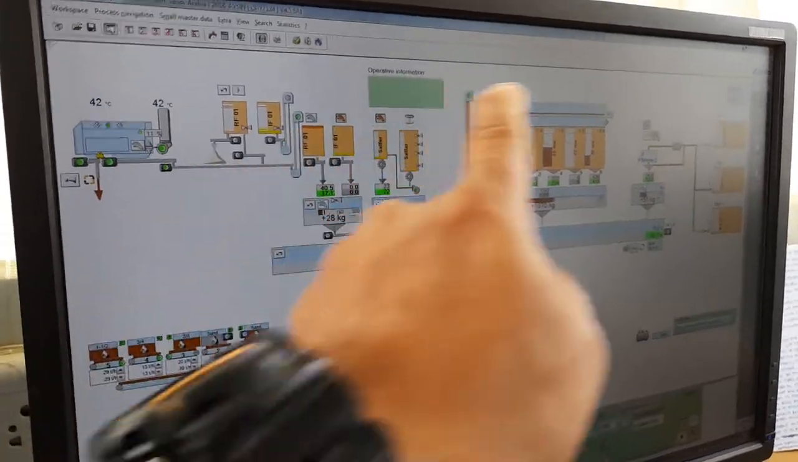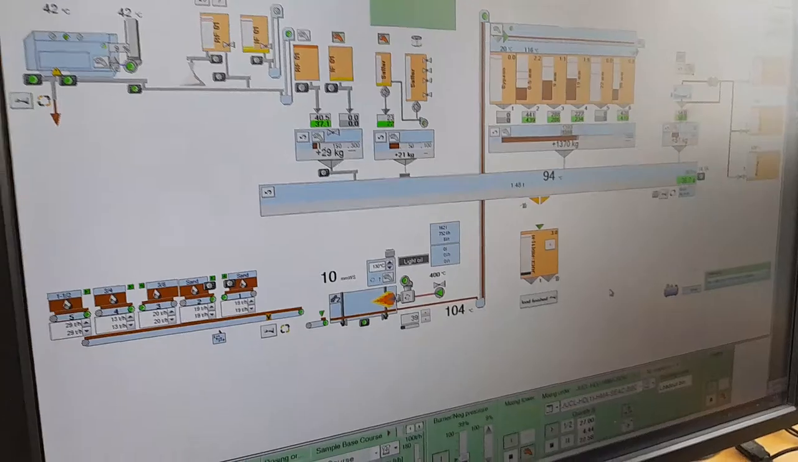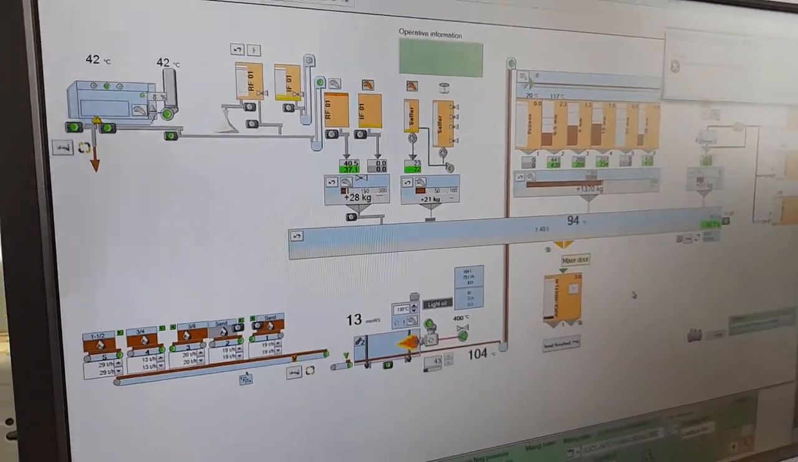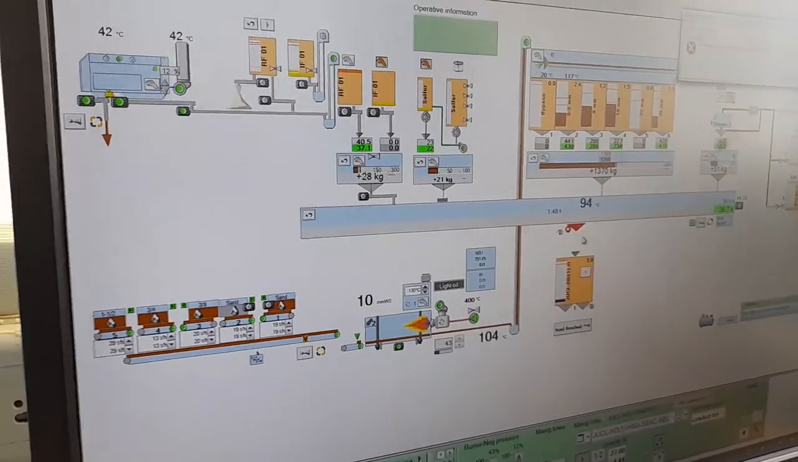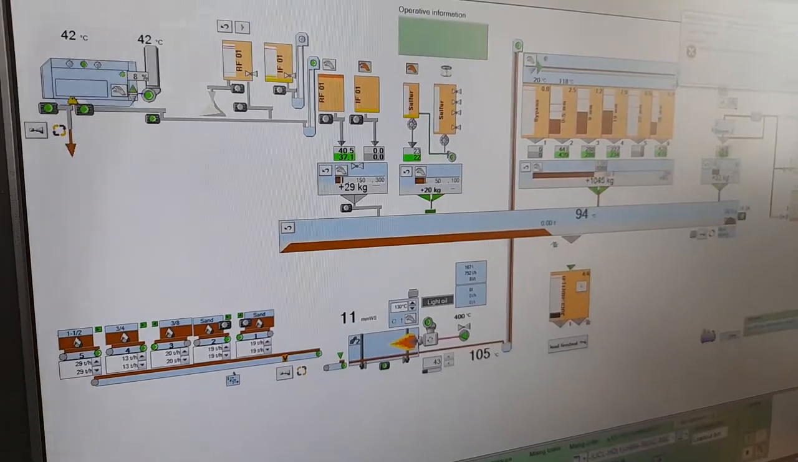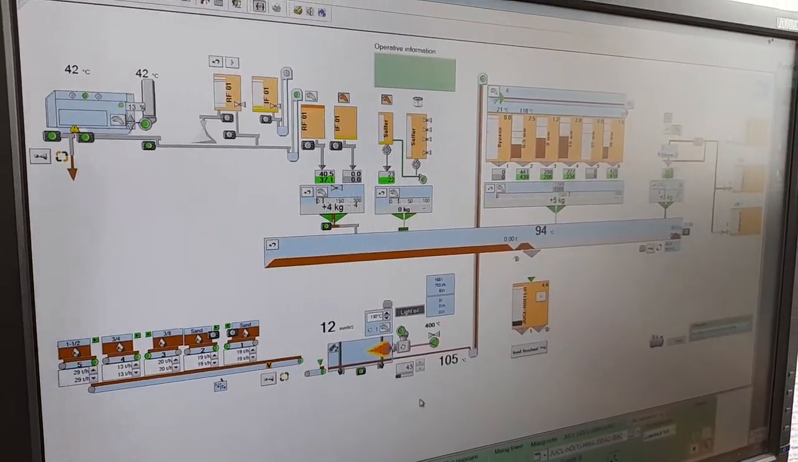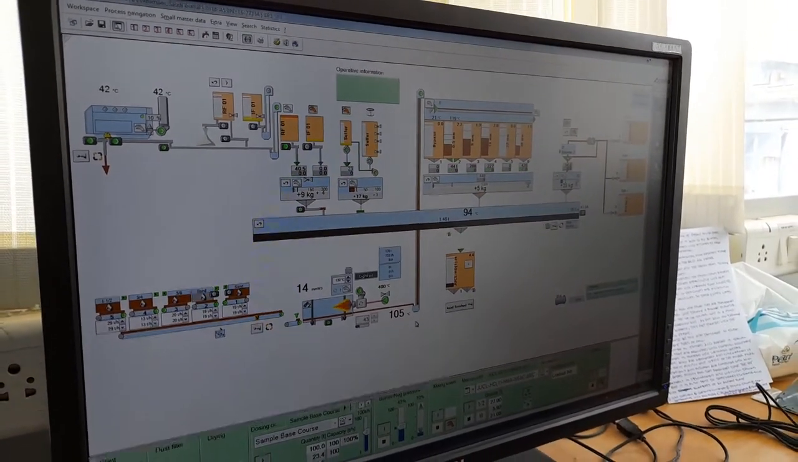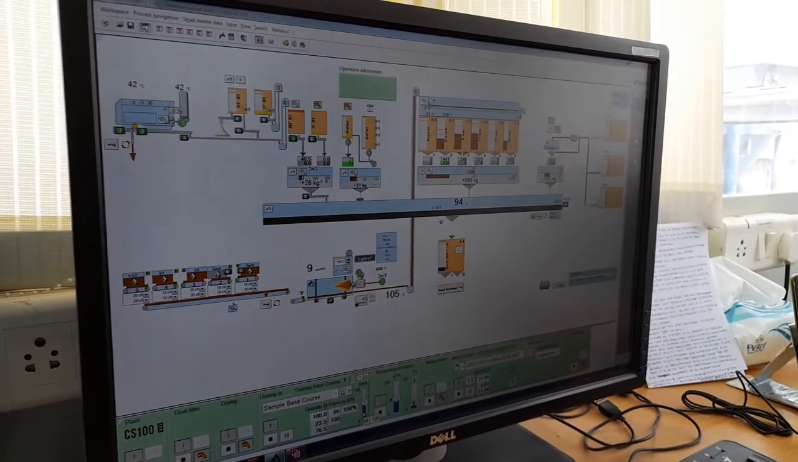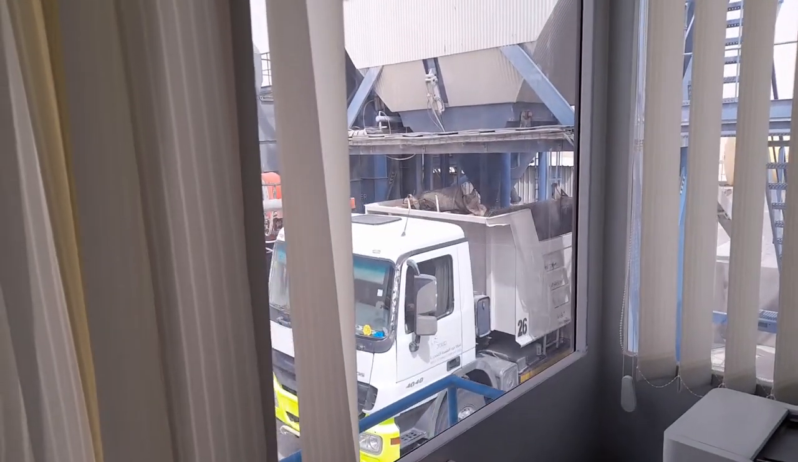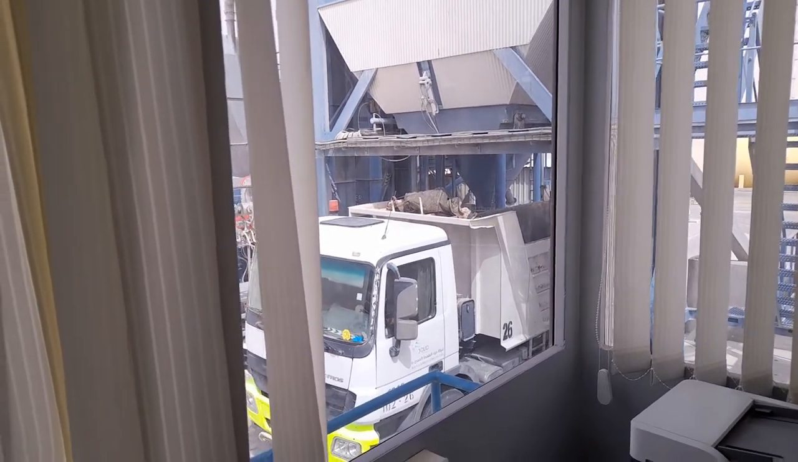Actually, this is the illustration of how the plant works here. Just like a diagram, no? So yeah, it measures all the materials in and out. So now the truck is positioning for loading, no?